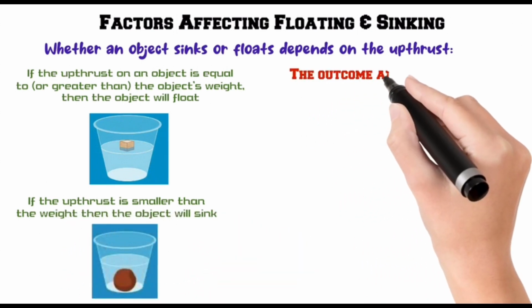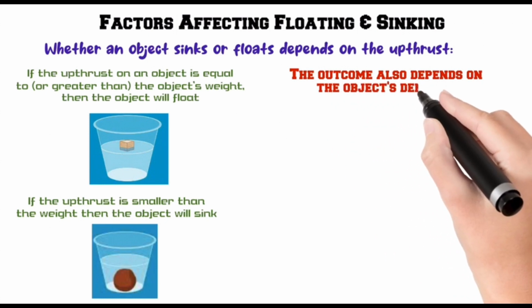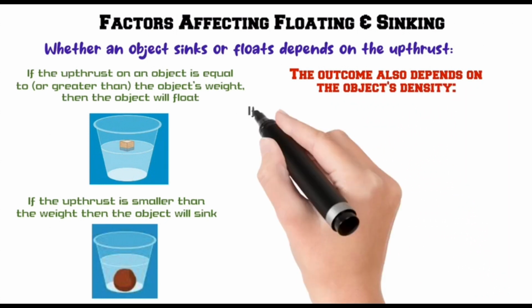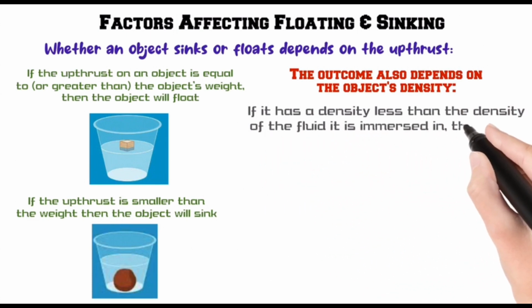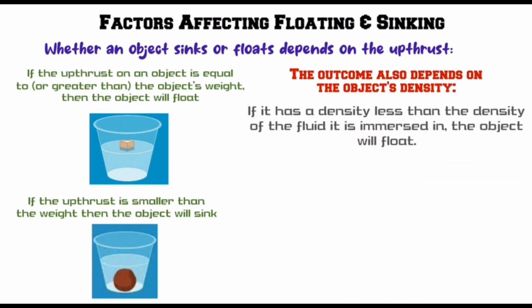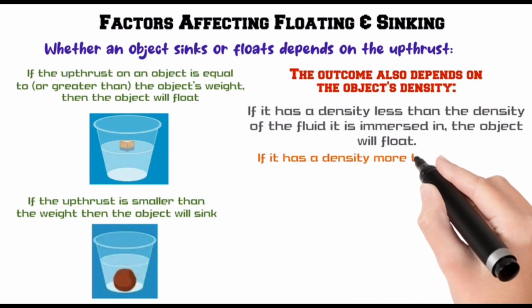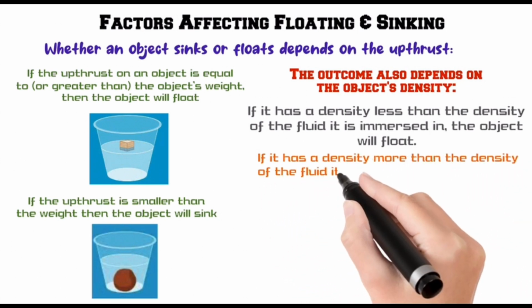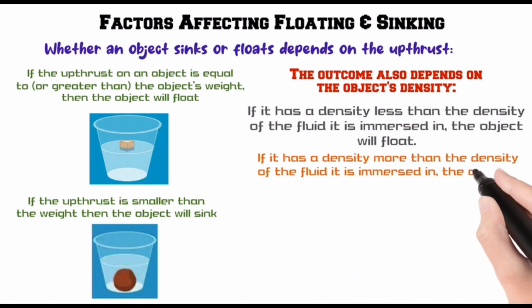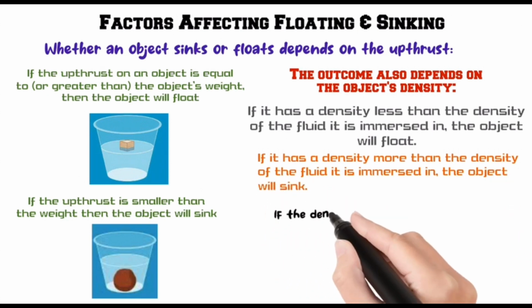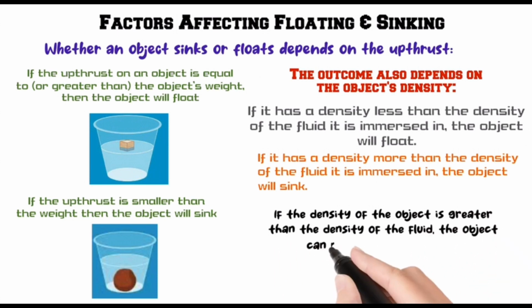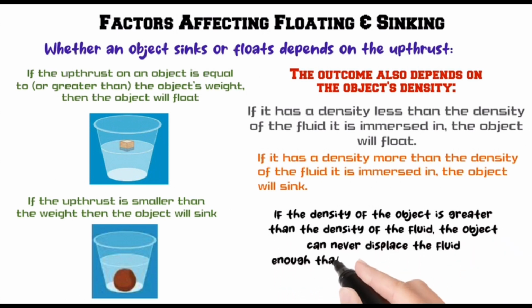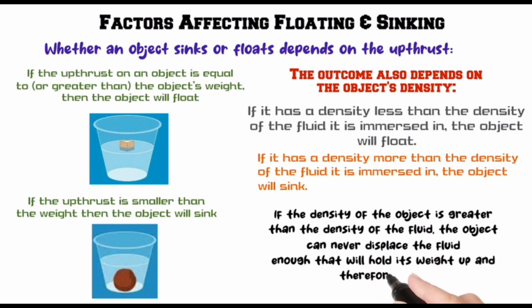The outcome also depends on the object's density. If an object has a density less than the density of the fluid in which it is immersed, then the object will float. If an object has a density more than the density of the fluid in which it is immersed, then it will sink. The reason is that if the density of the object is greater than the density of the fluid, the object can never displace enough fluid to hold its weight up, and therefore sinks.